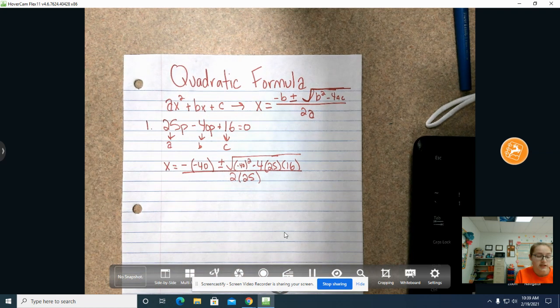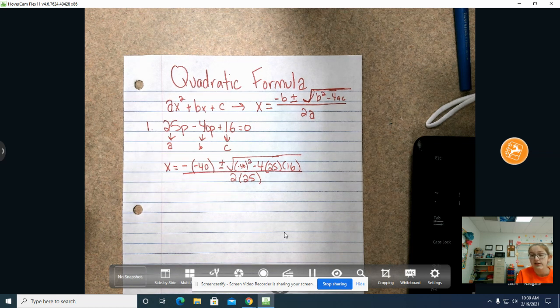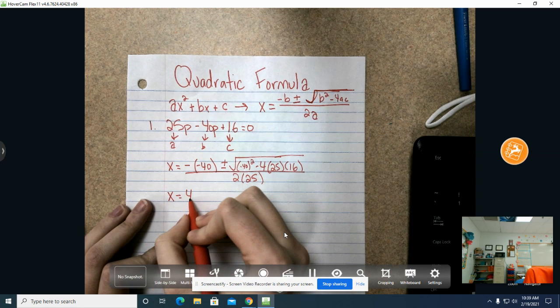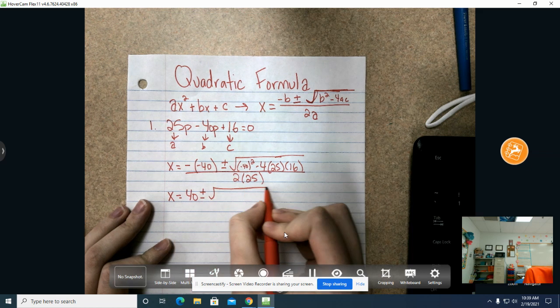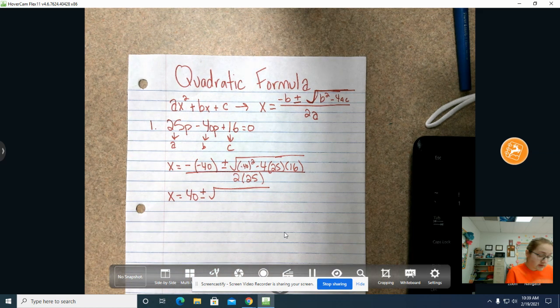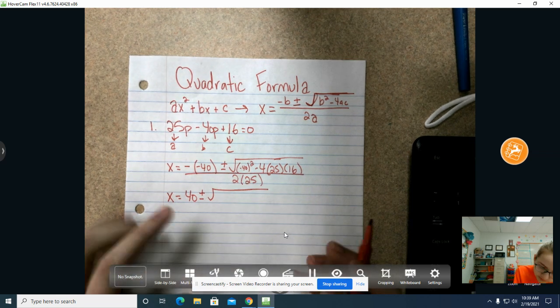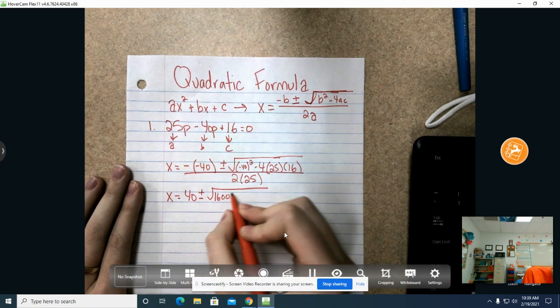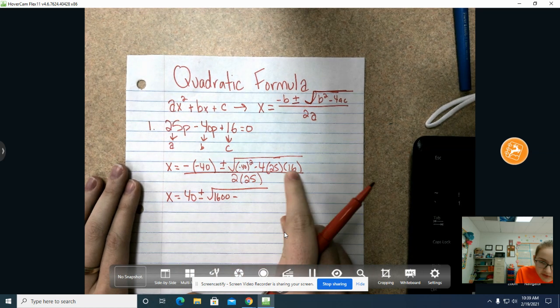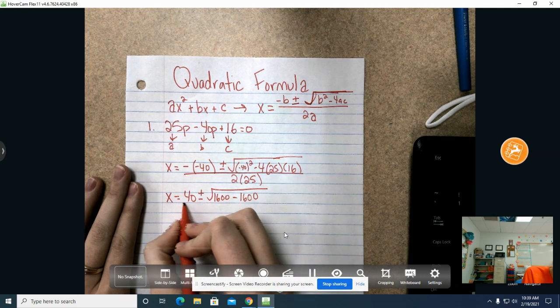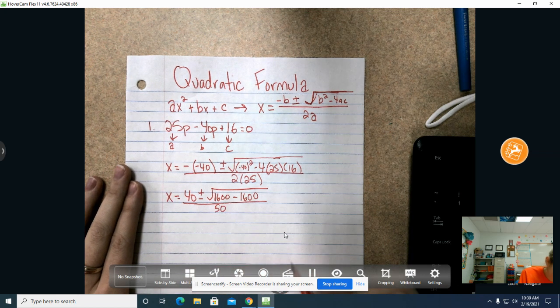The thing about this is you're really just plugging things into the formula and seeing what it spits out. I do caution that plugging too much into the calculator at once will give you the wrong answer. So I recommend taking it step by step. So we're going to have x equals 40 plus or minus the square root. Negative 40 squared is going to give us 1600. Bring down our minus sign. 4 times 25 times 16 is also going to give us 1600, all over 50.